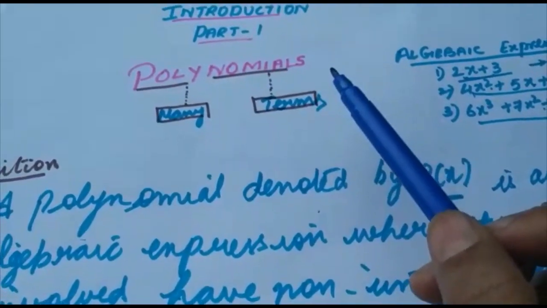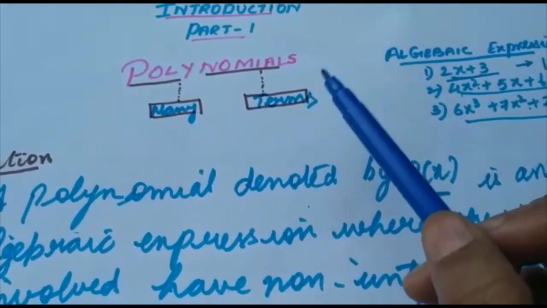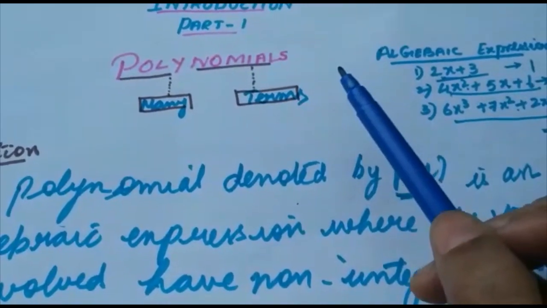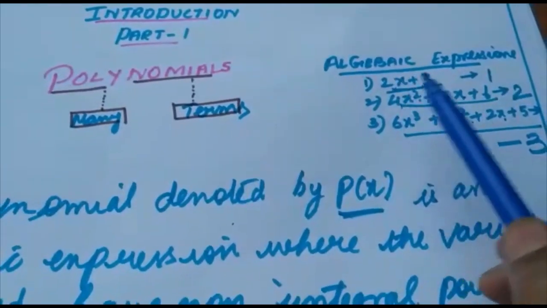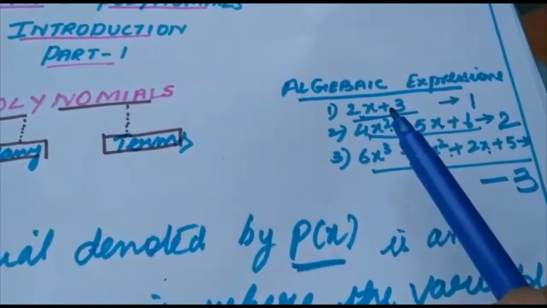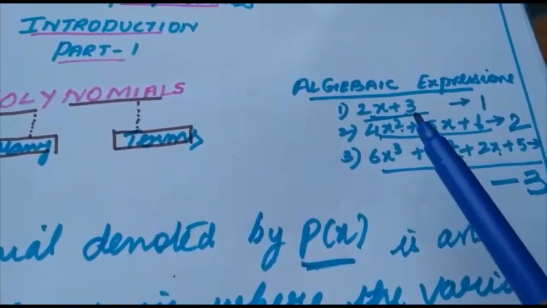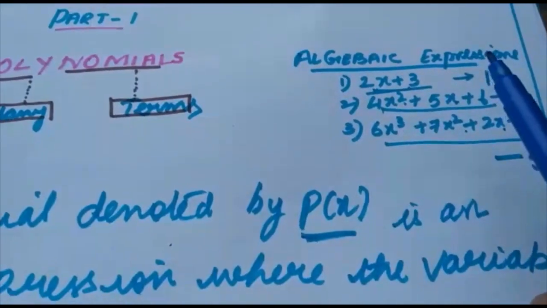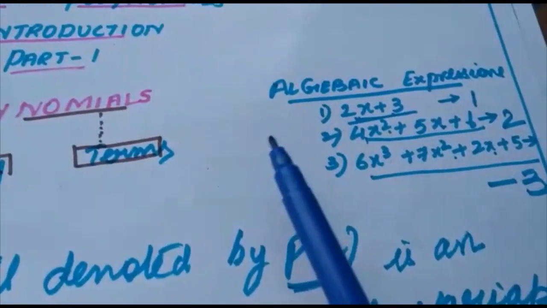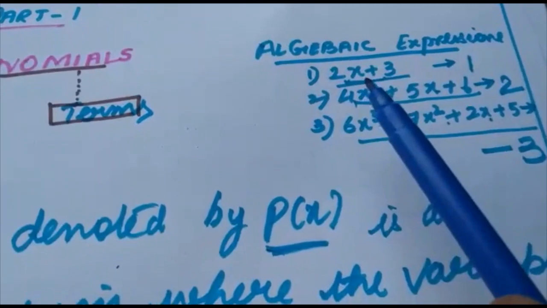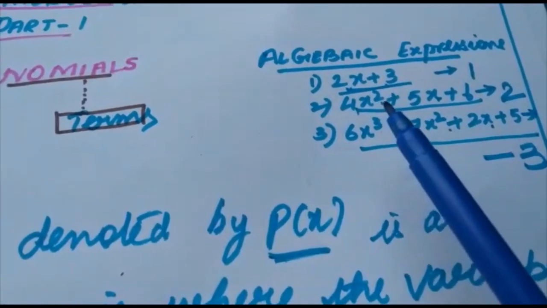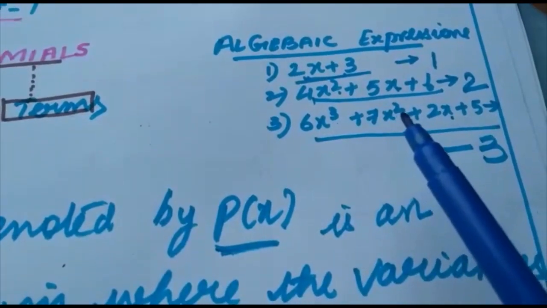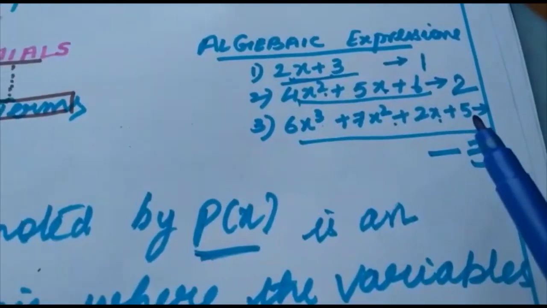In your earlier classes, you would have learnt some basic terms like constants, variables, etc. When you connect the variables and the constants using the operators plus, minus, multiplication and division, you get algebraic expressions. Examples of some algebraic expressions are 2x plus 3, 4x square plus 5x plus 6, 6x cube plus 7x square plus 2x plus 5.